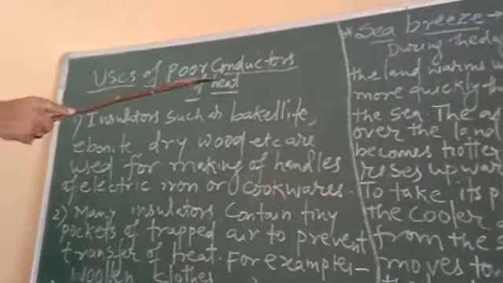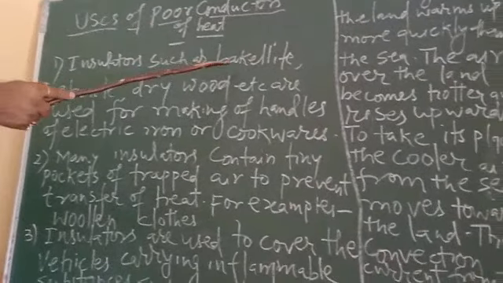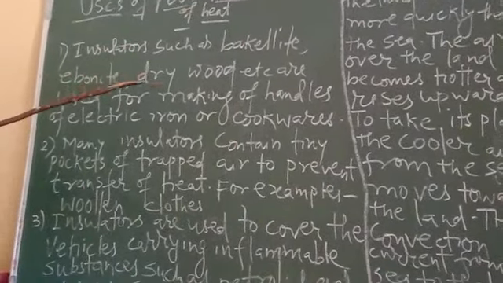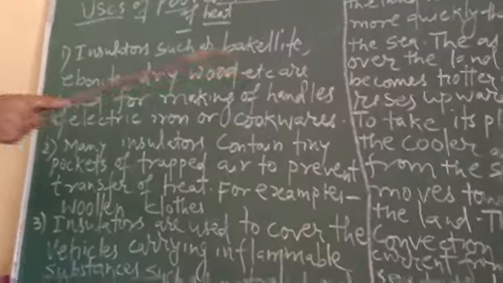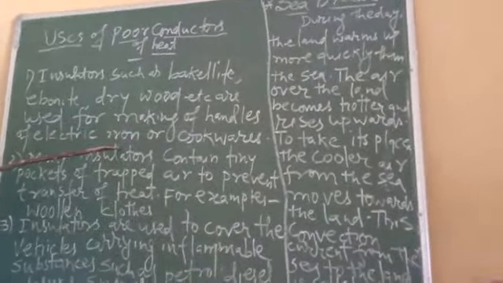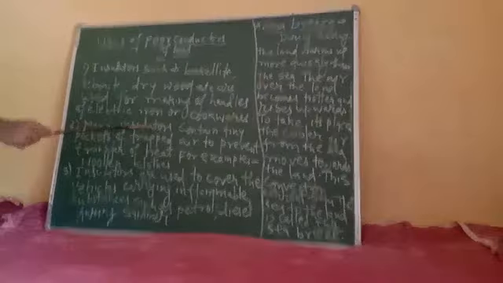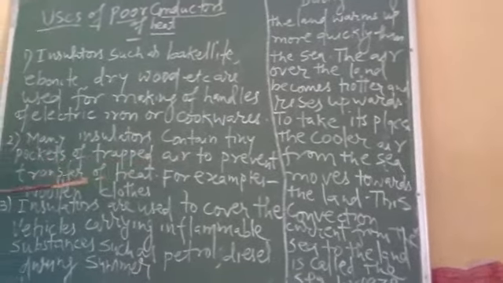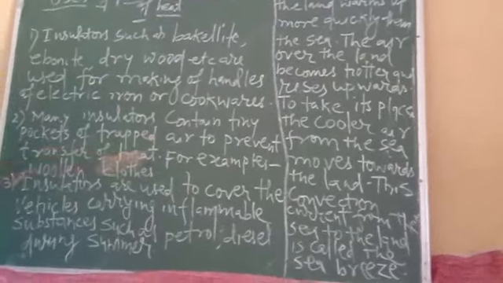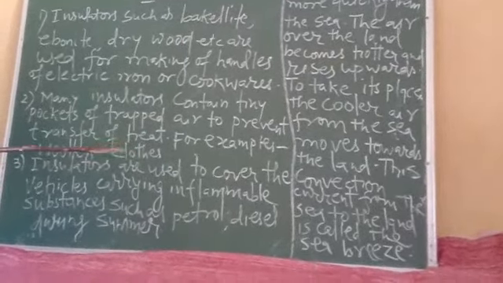Now what are the uses of poor conductors of heat? Insulators such as bakelite, ebonite, dry wood, etc. are used for making handles of electric iron or cookwares. Second, many insulators contain tiny pockets of trapped air to prevent transfer of heat. For example, woolen cloth. In daily life we can find this.